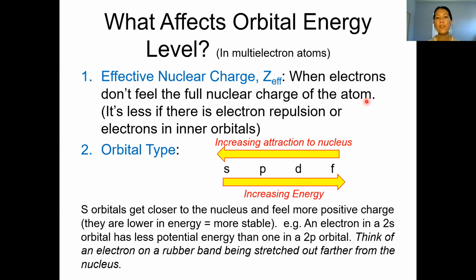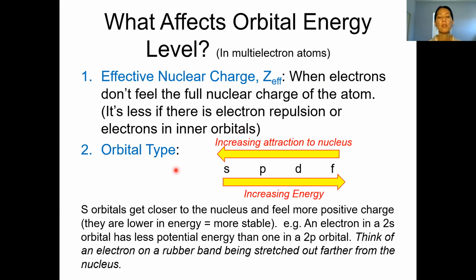So if it can feel the full positive charge of the nucleus, it feels the full Z. Like hydrogen, that one electron feels the full 1+ positive charge from the one proton. However, when there are other electrons in the way, or there's repulsion, there are more inner electrons, it cannot feel the full positive charge. So we call that something less, and we call that effective nuclear charge. And we give it a Z_eff. Basically it's saying it's something less than the full Z.